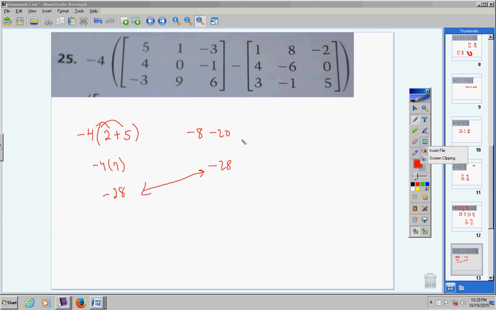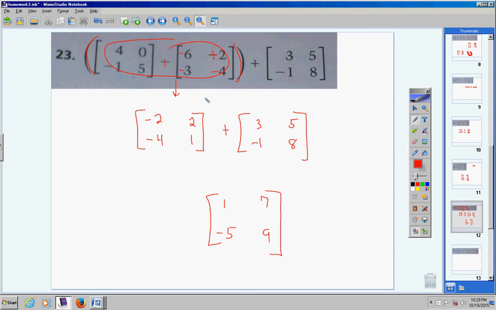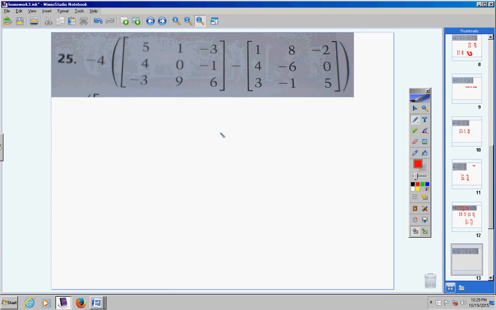It's the same thing here with matrices, okay? You are more than welcome to take this negative 4 right here and multiply it through both matrices, and then subtract the 2. I think that's really not a good idea. I think it's going to lend itself to a lot of mistakes doing all of that multiplying.